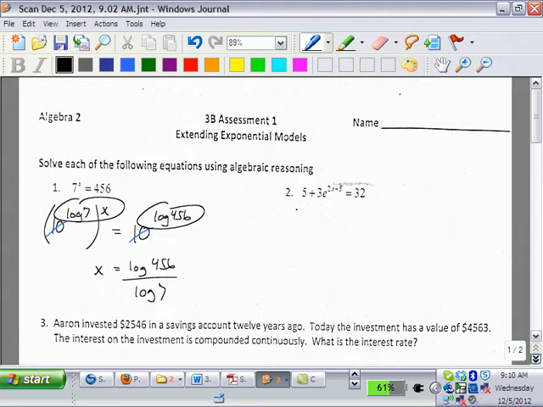I'll wait for you. On the next one, I'm going to go ahead and take 5 away from both sides. 3e to the 2x plus 5. Is it a plus or a minus? Minus? Plus 5? 32, take away 5, 27. Divide both sides by 3, good.